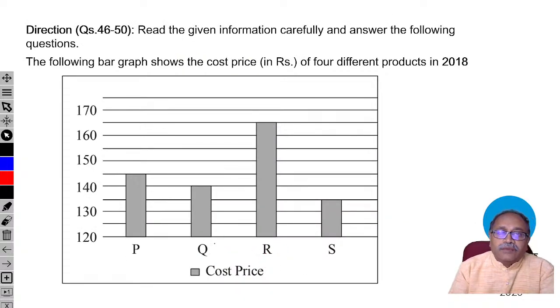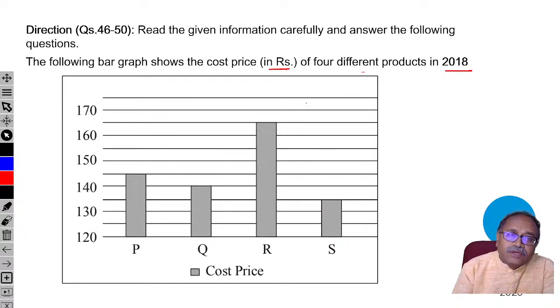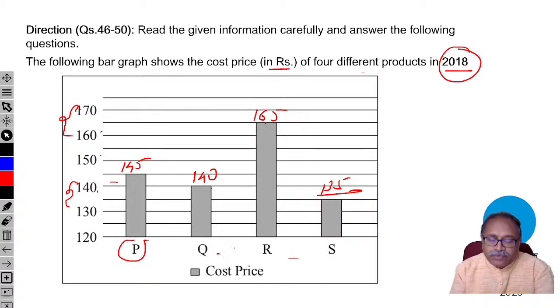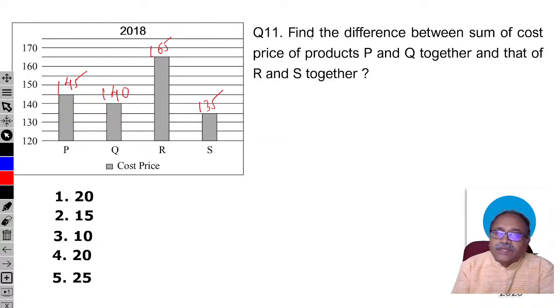Now, data interpretation. What is there? The following bar graph shows the cost price in rupees of 4 different products in 2018. So the products are P, Q, R, S and the year 2018. Remember this year. Now this one, can I see that this is 140 and 150 and 145. So this is exactly 140 and this is in between these two numbers. That means this is 165 and this is in between these two numbers, and this one must be 135. So based on that, I have written the figures, let's see the questions.